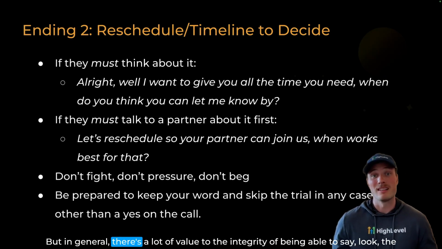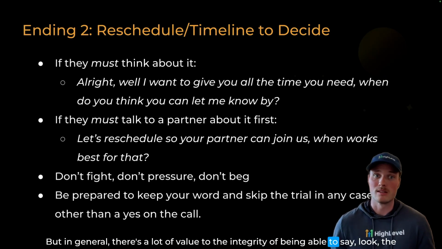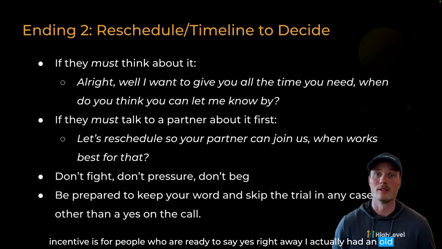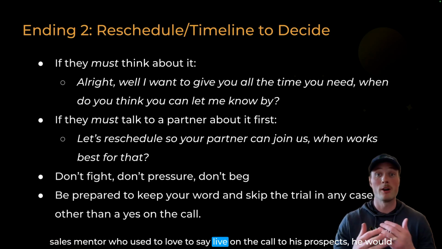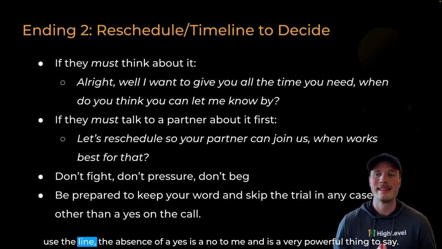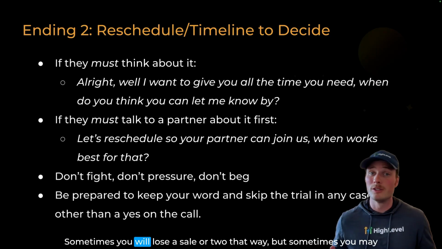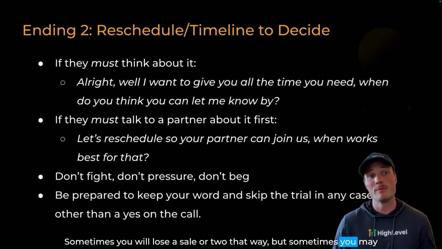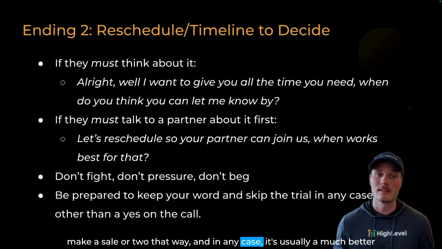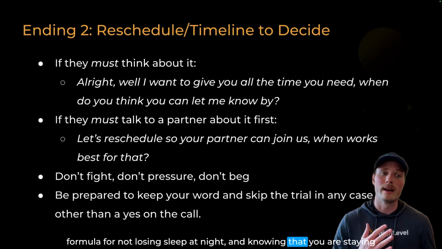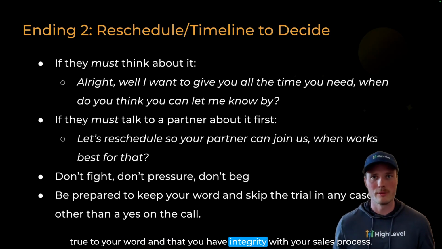But in general, there's a lot of value to the integrity of being able to say, look, the incentive is for people who are ready to say yes right away. I actually had an old sales mentor who used to love to say live on the call to his prospects, he would use the line, the absence of a yes is a no to me. And it is a very powerful thing to say. The absence of a yes is a no to me, so I won't be able to give you the discount. Sometimes you will lose a sale or two that way, but sometimes you may make a sale or two that way. And in any case, it's usually a much better formula for not losing sleep at night and knowing that you are staying true to your word and that you have integrity with your sales process.